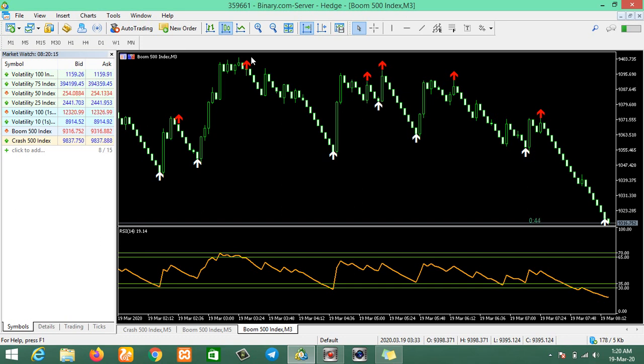So I'll be explaining how we can use this spike detector to trade 3 minutes candle successfully. Now, most people have been complaining and making inquiries, asking does this show an arrow before the spikes occur, or how does it work?